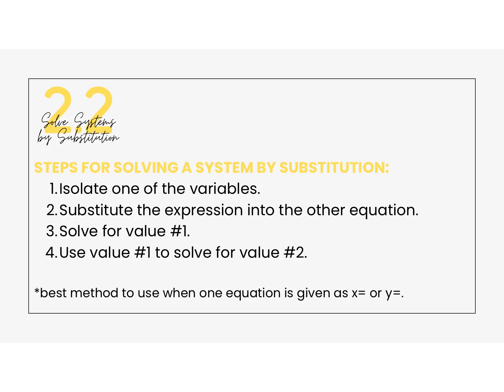So in order to do this, we're going to isolate one of the variables. We're going to substitute the expression into the other equation, solve for that first value, and then use that value we solved for, plug it back in to solve for the second value. And this really is best for when you have one equation given as x equals or y equals. There's other times you could use it, but when we get down to other methods, the thing to look for is going to be when x or y is isolated by itself.